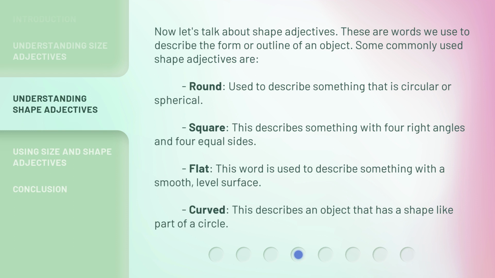Square. This describes something with 4 right angles and 4 equal sides. Flat. This word is used to describe something with a smooth, level surface. Curved. This describes an object that has a shape like part of a circle.